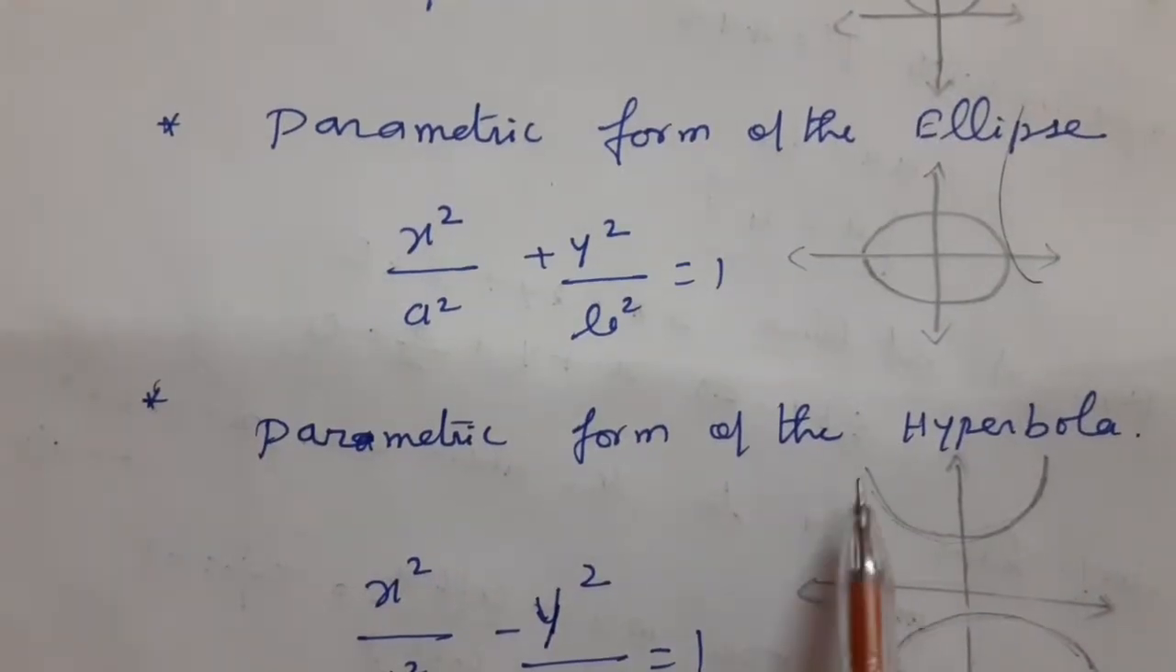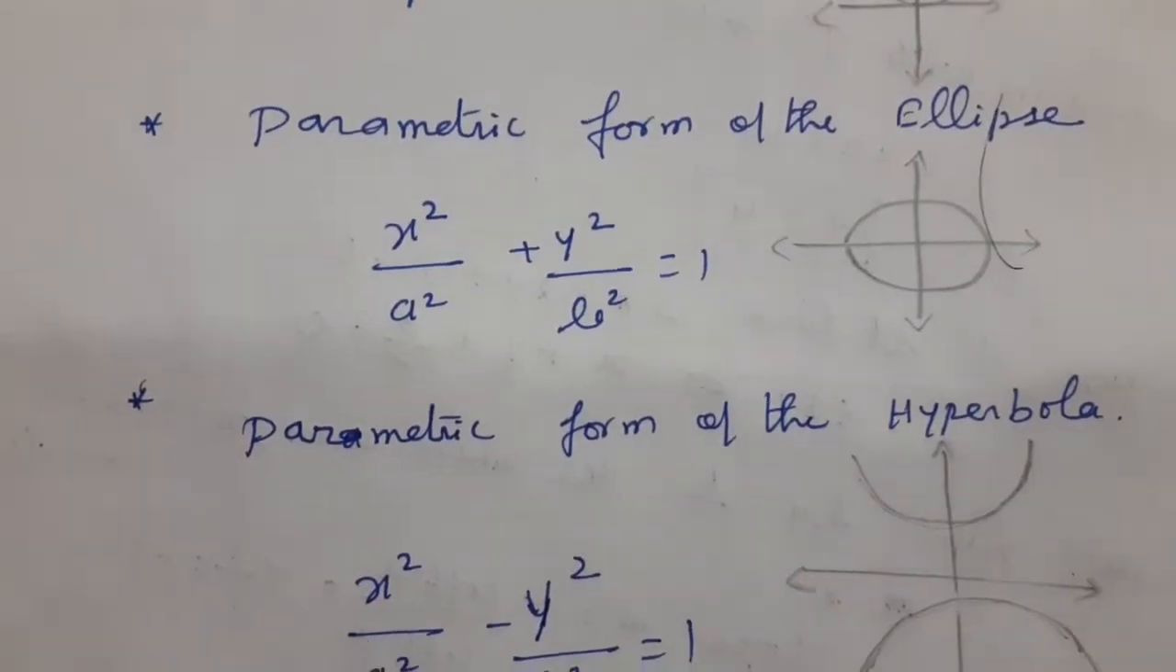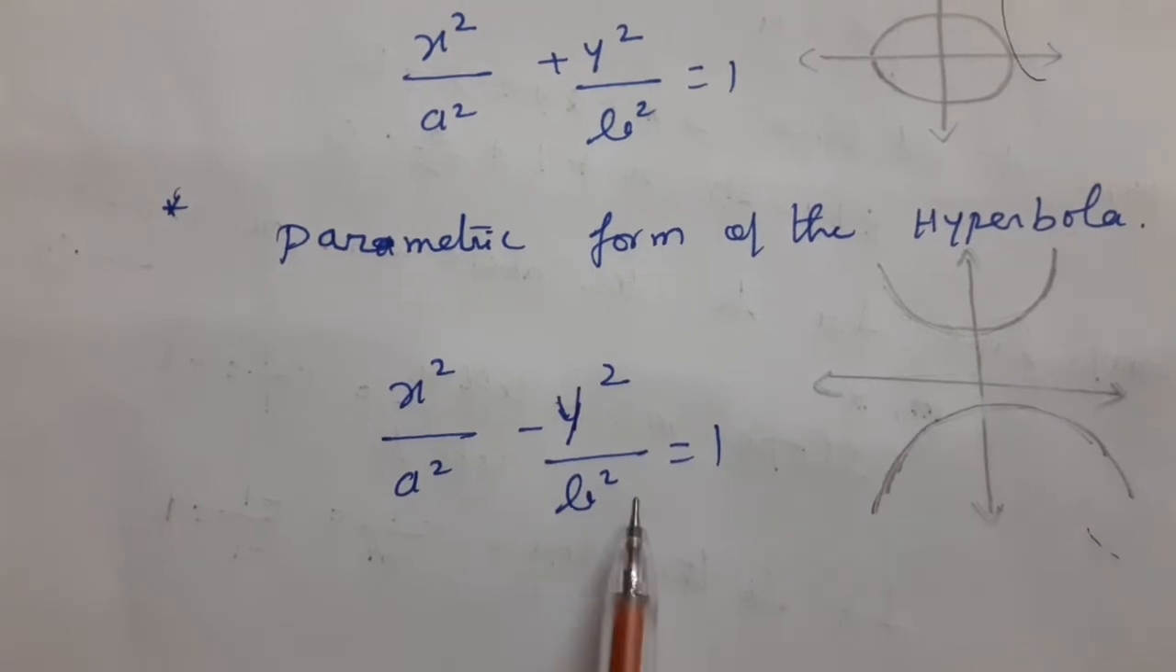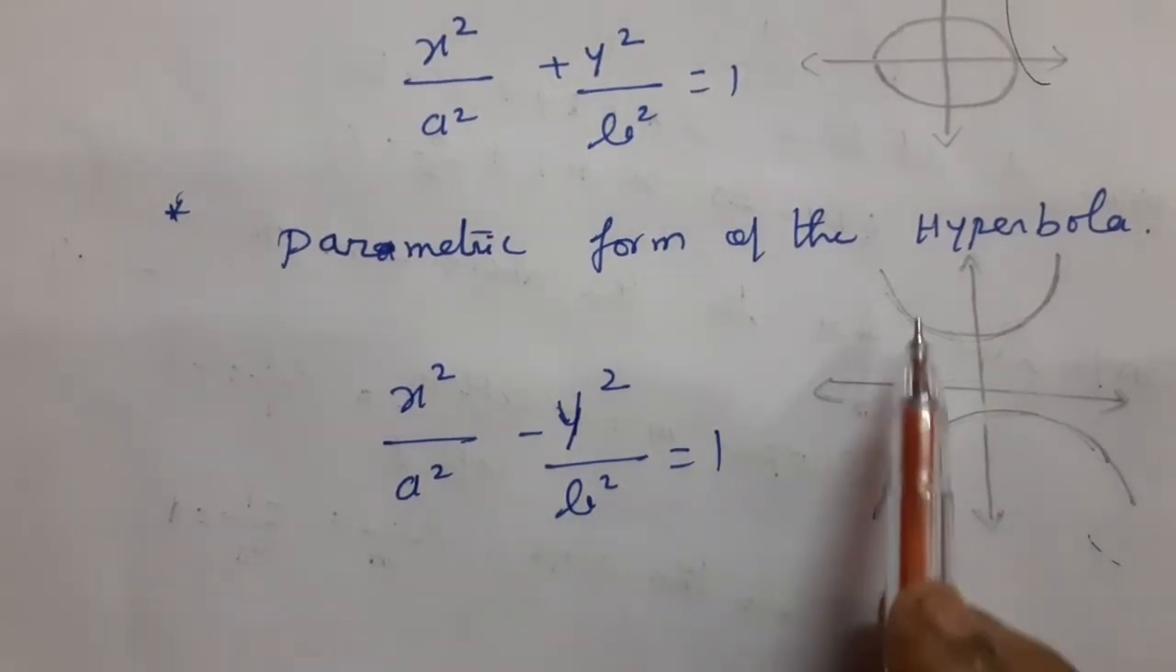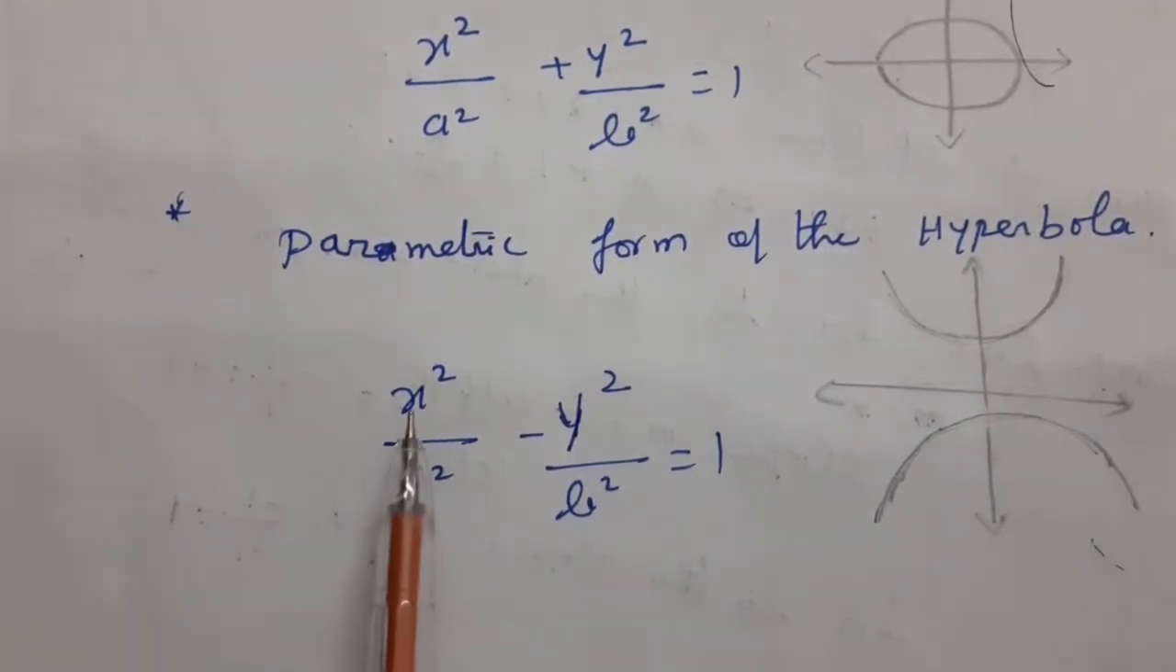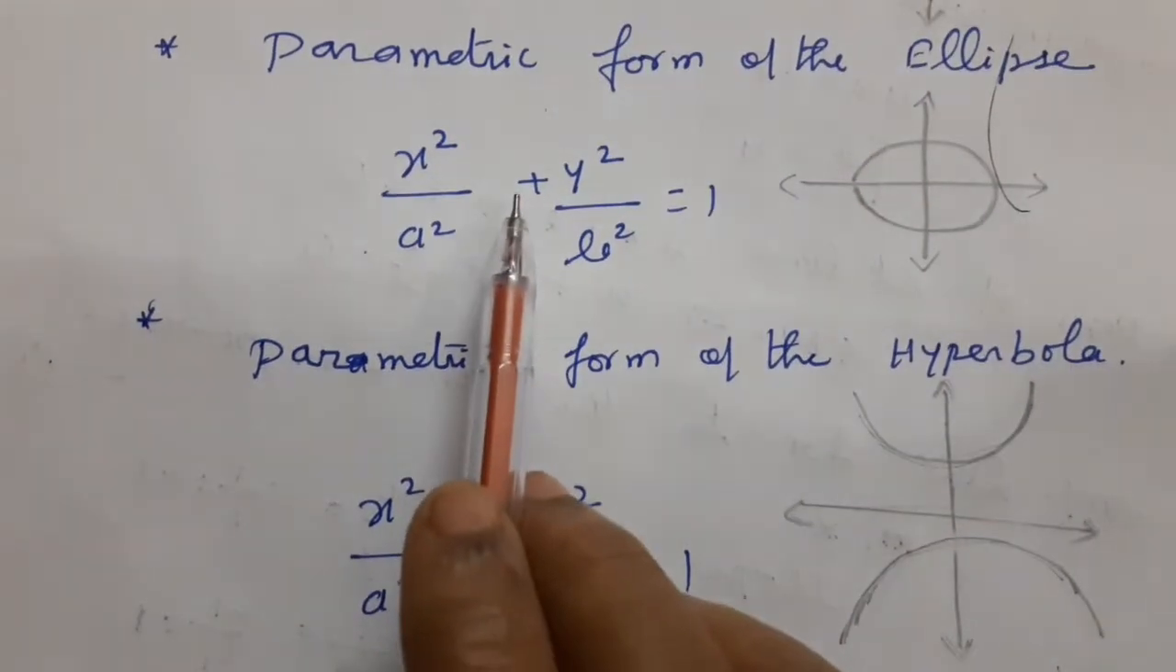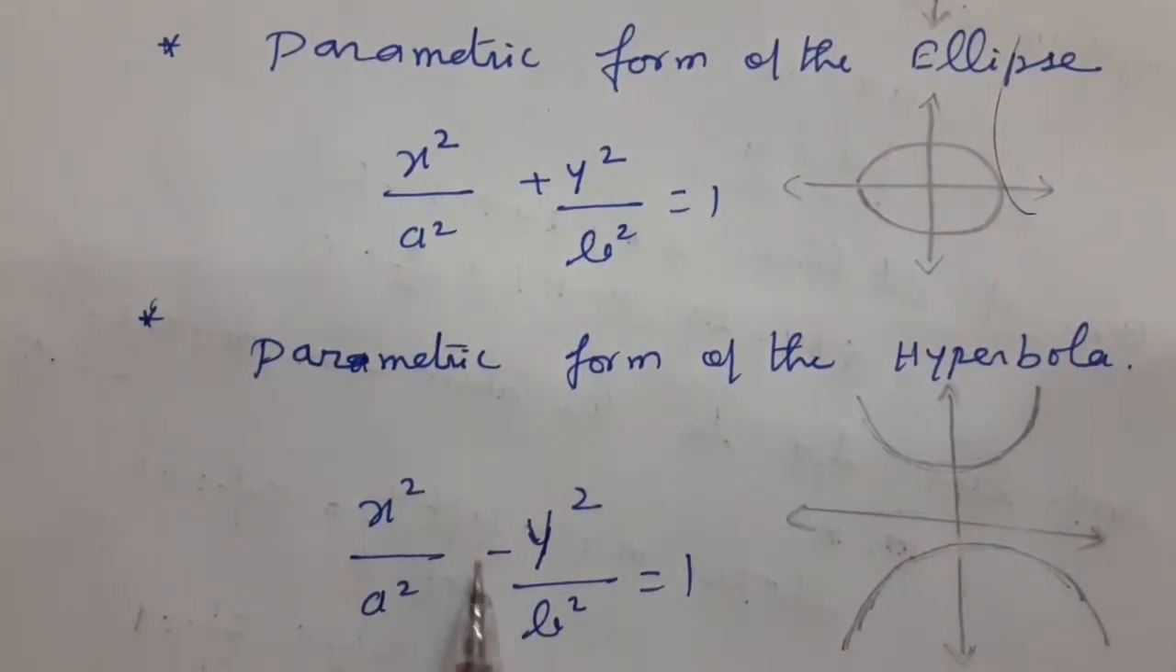Again, the form of the hyperbola. What is that one? x square by a square minus y square by b square equal to 1. This is the hyperbola. See, the ellipse has a plus sign, and the hyperbola has a minus sign only: x square by a square minus y square by b square equal to 1.